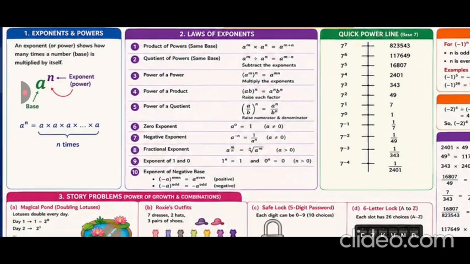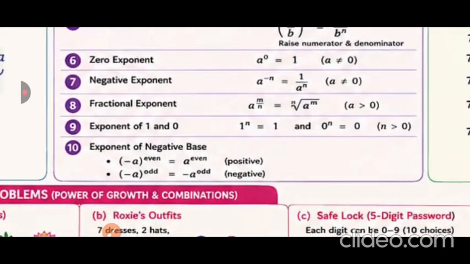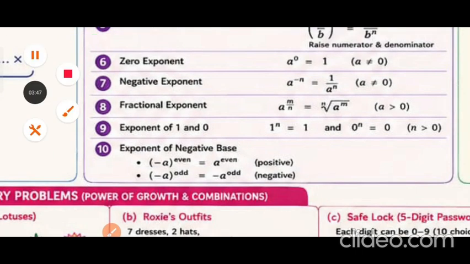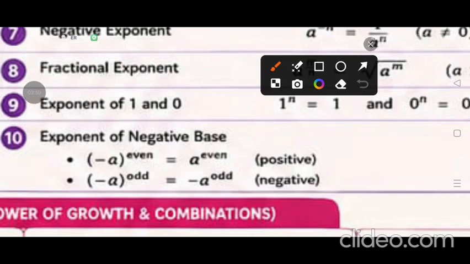Now exponent of a negative base. If the base is negative and the exponent is even, then we get a positive answer: a raised to the even exponent. If the negative base has an odd exponent, we write minus a raised to the power odd. So if we have an even exponent, then we get a positive result. The answer will be positive here. And if we take an odd exponent, then the answer will be negative here.